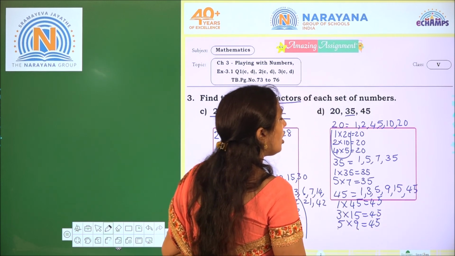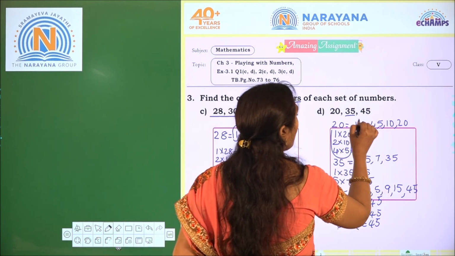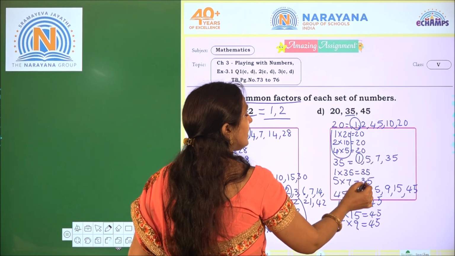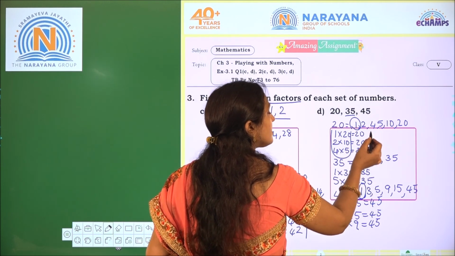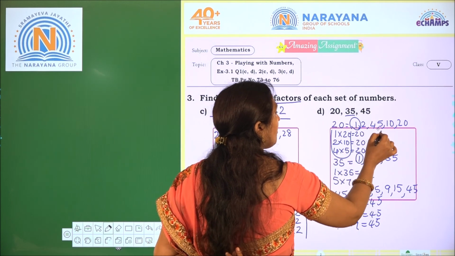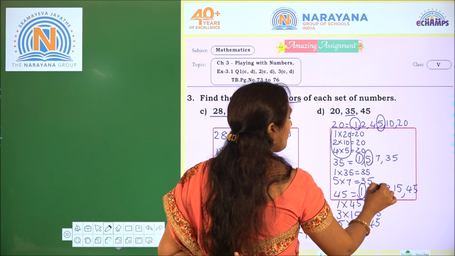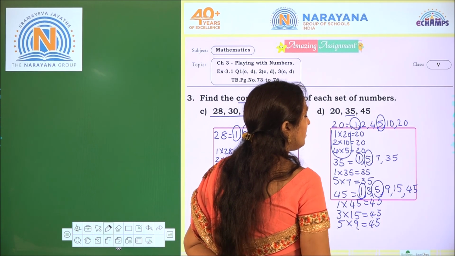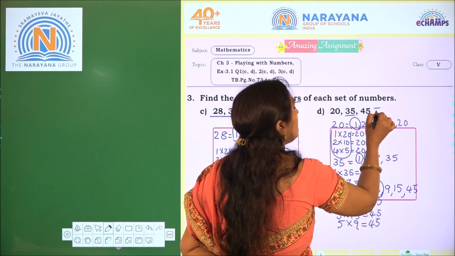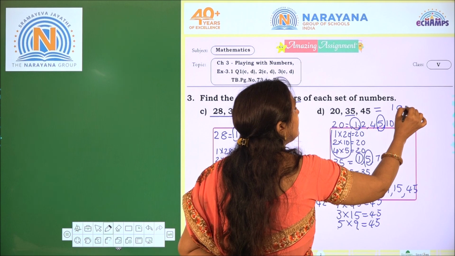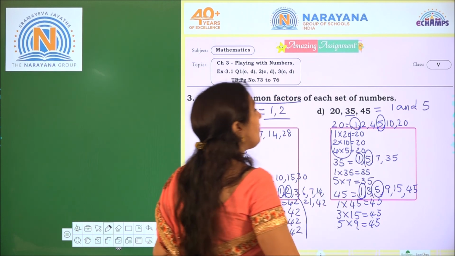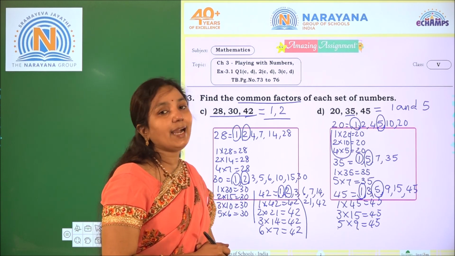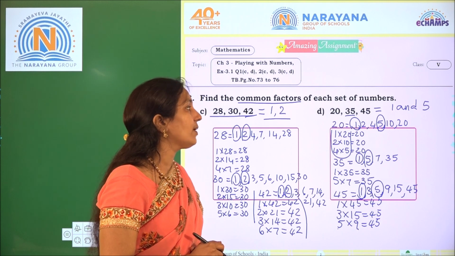So what are the common factors here? 1 is always a common factor. Now 2 is not there in some. 3 is not in all. 5 is there in all. 10, 20, 7, 35, 9, 15, 45 are not common. So the only common factors are 1 and 5. The common factors of 20, 35 and 45 are 1 and 5 only.